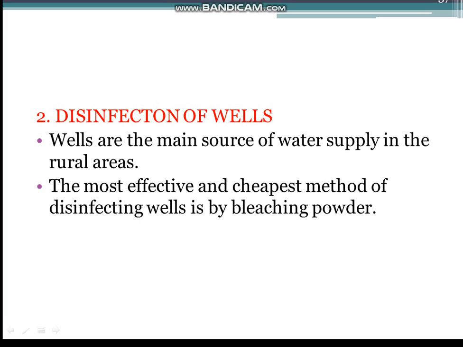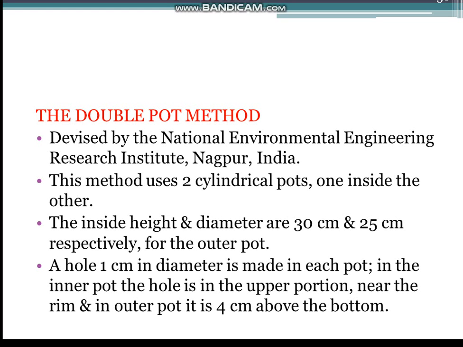So far we discussed purification of water on a small scale, specifically household purification of water. Now we will discuss disinfection of wells. Wells are the main source of water supply in the rural areas. The need often arises to disinfect them, sometimes on a mass scale during epidemics of cholera and gastroenteritis. The most effective and cheapest method of disinfecting wells is by bleaching powder. The double pot method.